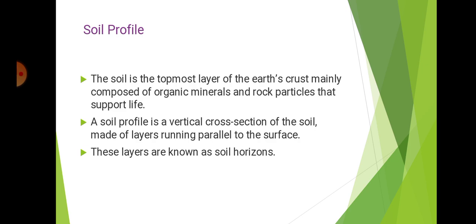To see the soil profile, the soil is the topmost layer of the earth's crust, mainly composed of organic minerals and rock particles that support life. A soil profile is a vertical cross section of the soil made of layers running parallel to the surface. These layers are known as soil horizons.